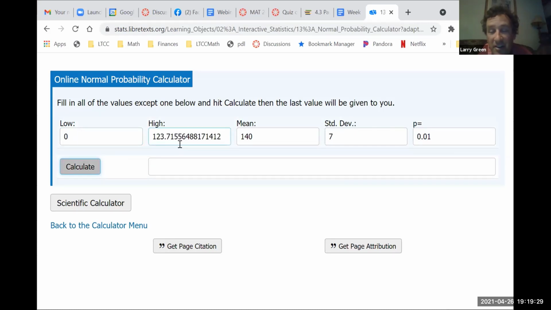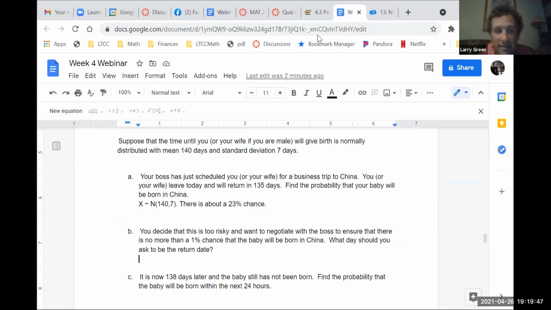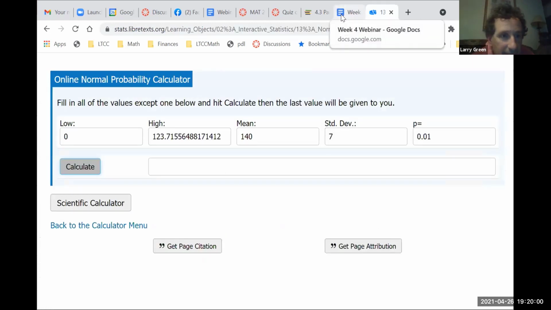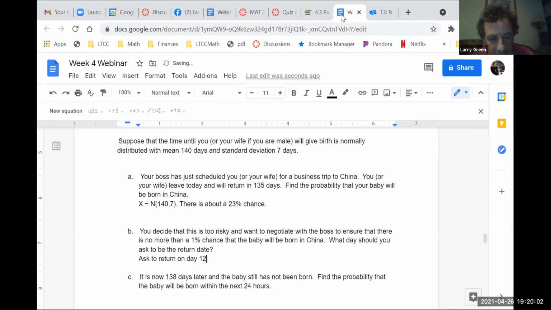And if you're a good negotiator, I'd round down instead of up on this one, because you want no more than. No more than, you better round down, because if you round to 124, that's a little bit more than. Does that make sense? So day 123. So ask to return on day 123. Any questions on part B?